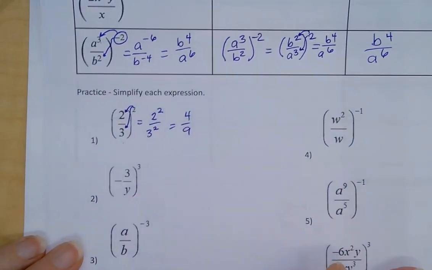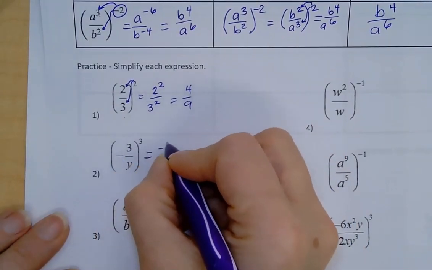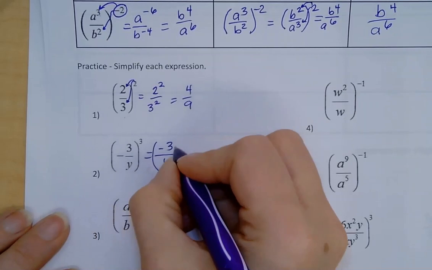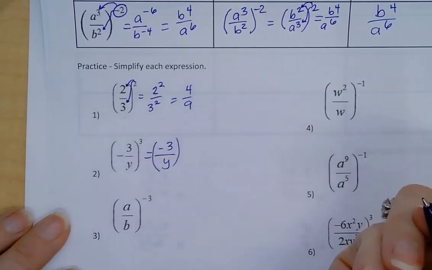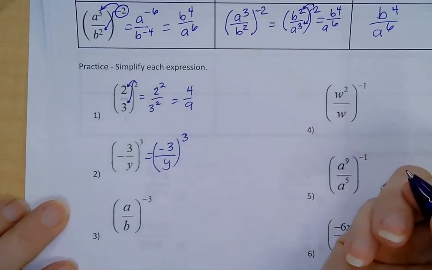Okay, number 2, I'll try to go in the correct order here. I'm going to actually rewrite this. I'm going to rewrite this as -3 over y. We all know that that's the same information. It's just going to be a little bit easier to make sense of when I'm multiplying things.